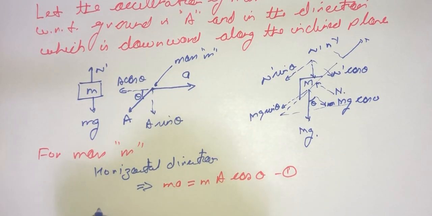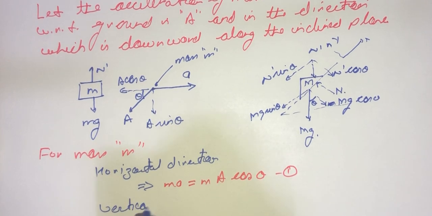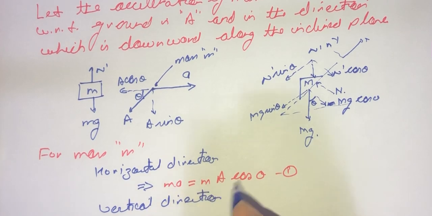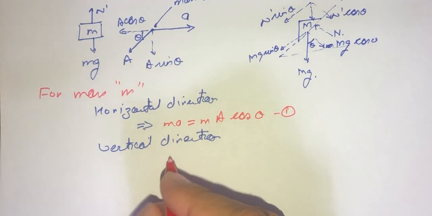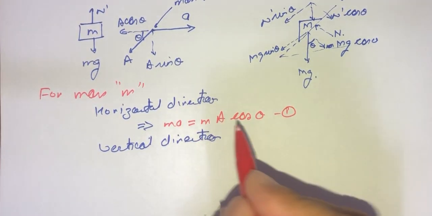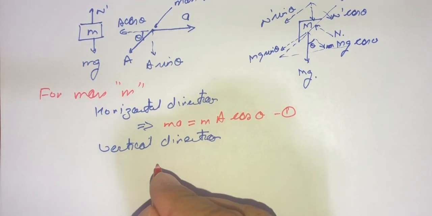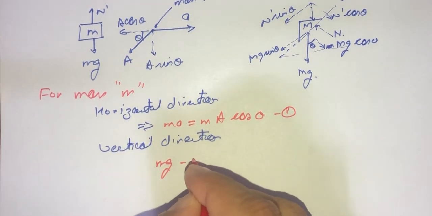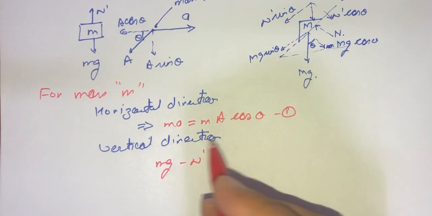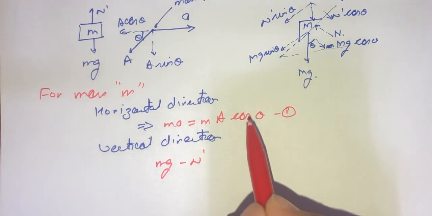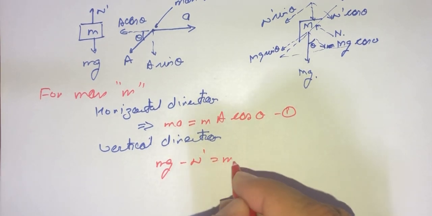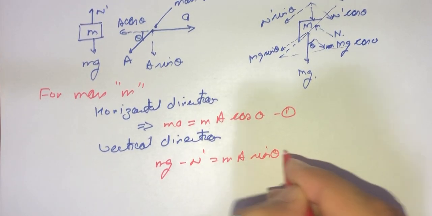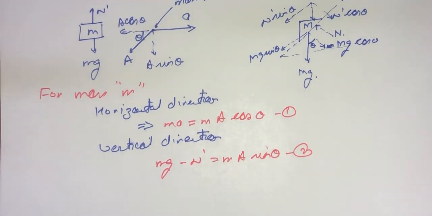And in the vertical direction, we are going to have mg minus n prime, and there will also be a component of A sin theta, which is equal to ma sin theta. Let us call this equation number two.